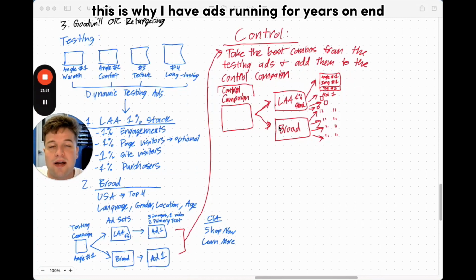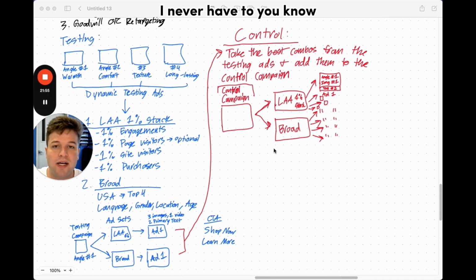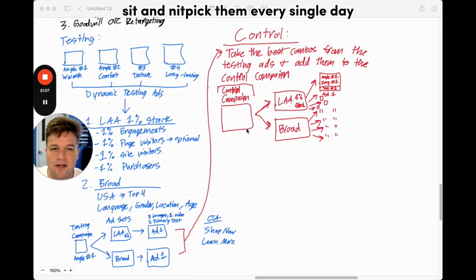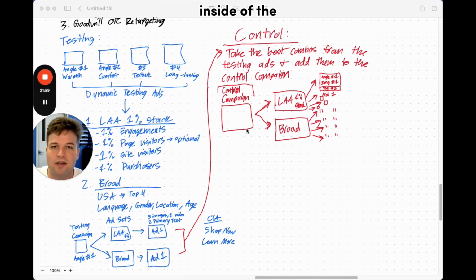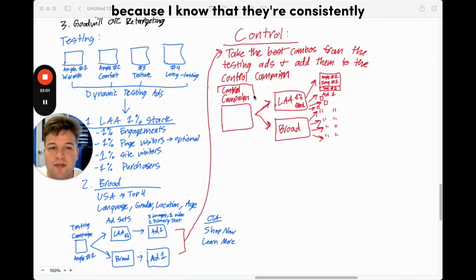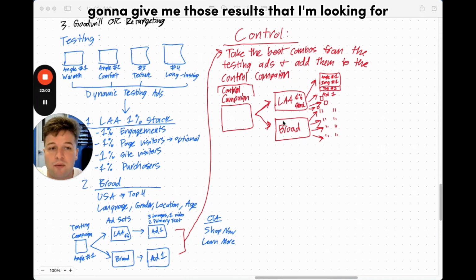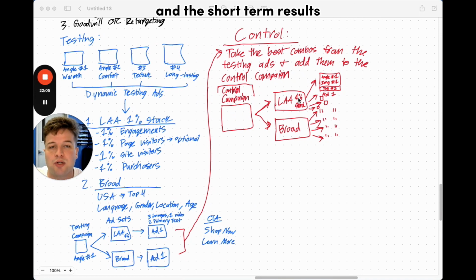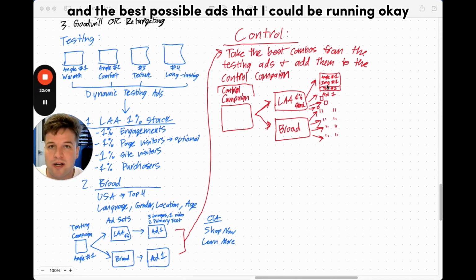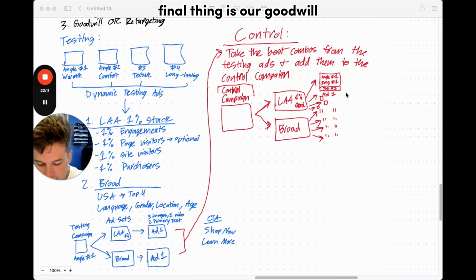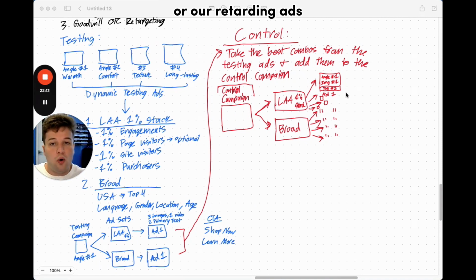This is why I have ads running for years on end, and I never have to look at them. I never have to sit and nitpick them every single day inside of the account, because I know that they're consistently going to get me those results that I'm looking for, because I'm getting those long-term results and the short-term results, and I'm staying under my KPIs, and they're the best possible ads that I could be running. Okay? Final thing is our goodwill or our retargeting ads.